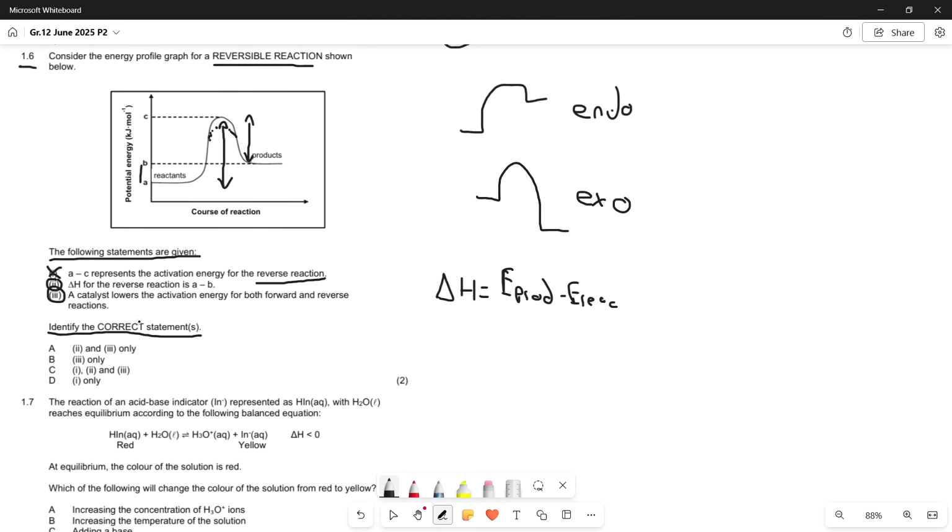So then, identify the correct statements. We have to see which options include only 2 and 3. A says 2 and 3 only, and that is correct. B says 3 only, which is not true. C says 1, 2, and 3, which is not true because 1 is not true. And D says 1 only, so that is not true either. Therefore our answer is A, 2 and 3 only, earning us 2 marks.